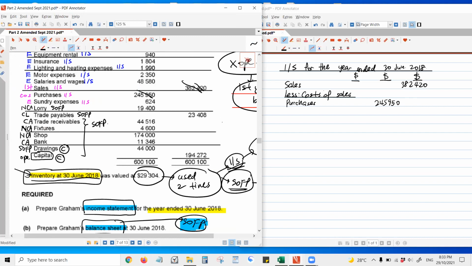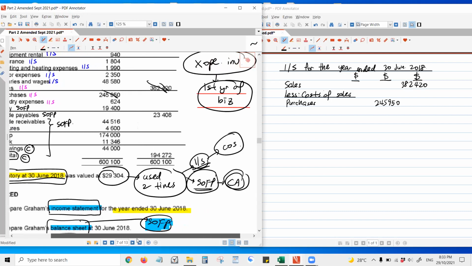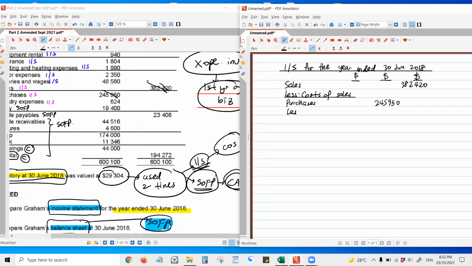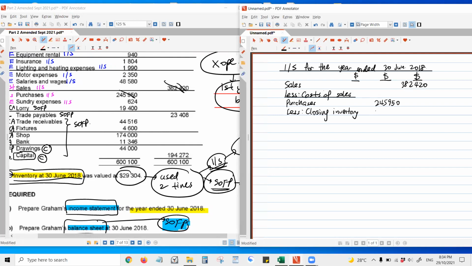Okay. Next, anything else that should be in the cost of sales section? Closing inventory. Don't forget about the number that is outside the list. Okay, so the 29304. Less. So up to you. You want to write closing inventory or inventory at 30th June 2018, this is up to you. 29304. Okay.